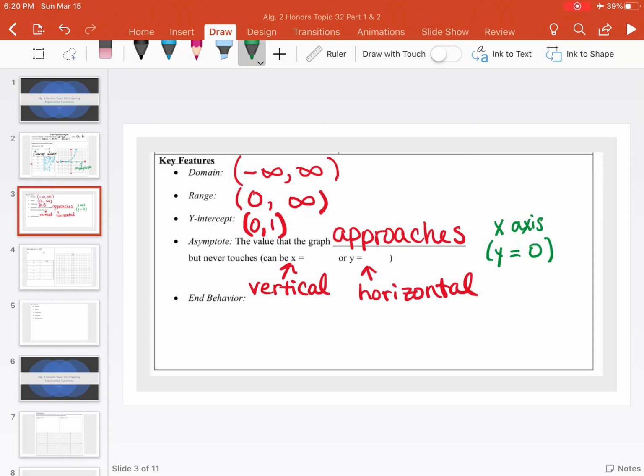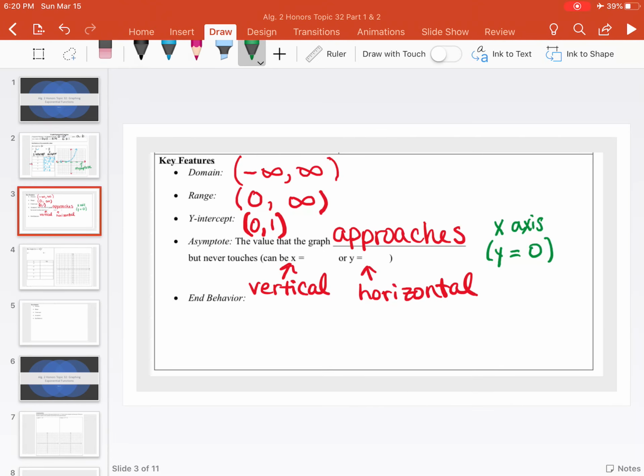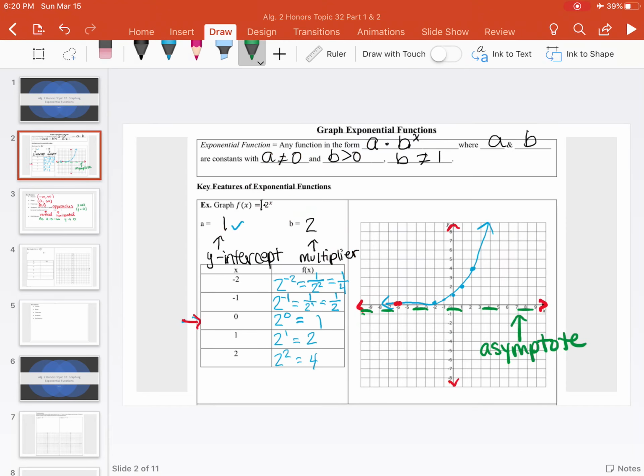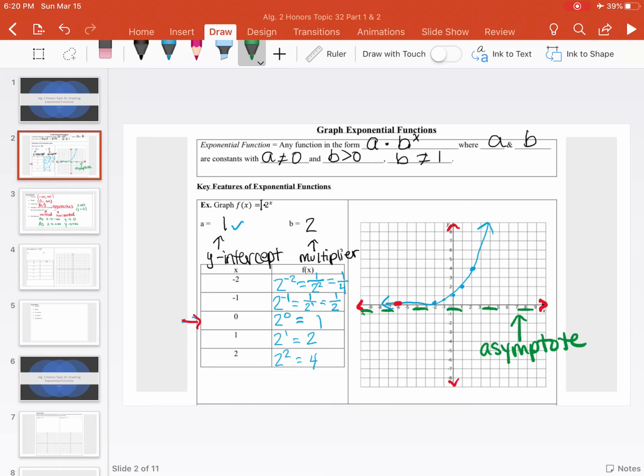Now, last but not least is end behavior. So this kind of relates to our domain and range. If we look as x goes to negative infinity, what happens to y? So as x goes to negative infinity, y goes to 0. Remember, it never goes below that x-axis there. And as x goes to positive infinity, y also goes to positive infinity. And we can look there as well. So as x keeps getting bigger and bigger, so does y. It keeps getting bigger up there.